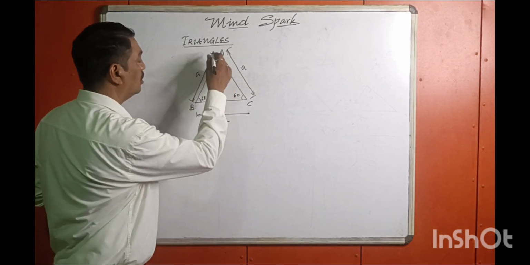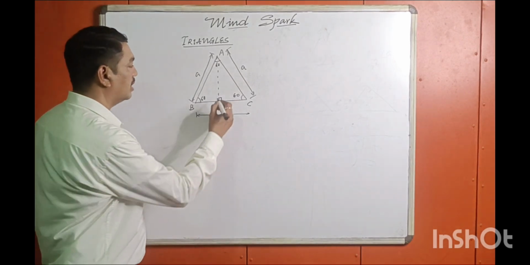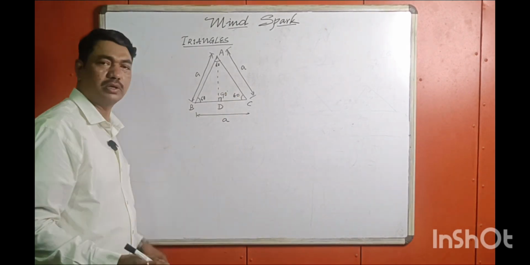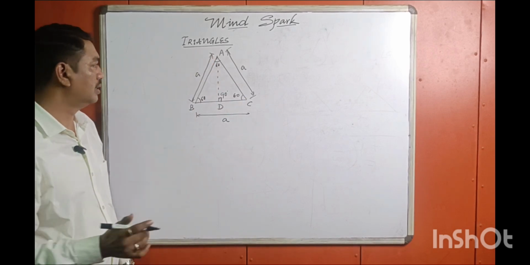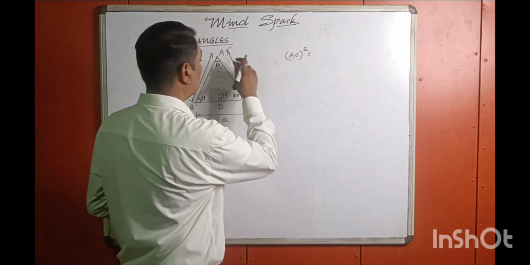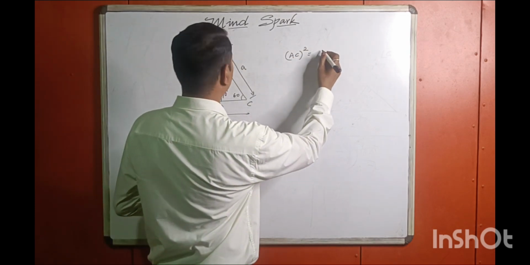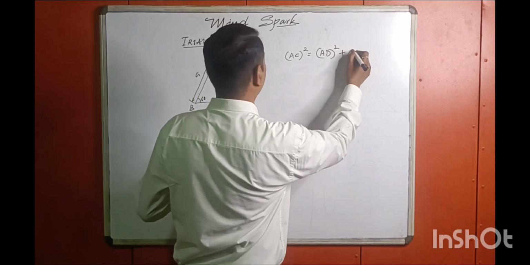And you draw a construction line, that is AD, where angle D is 90 degrees, and applying Pythagoras theorem for triangle ADC, you get AC square is equal to, that is, the square of the hypotenuse is equal to the sum of the squares of the other two sides, AD square plus DC square.